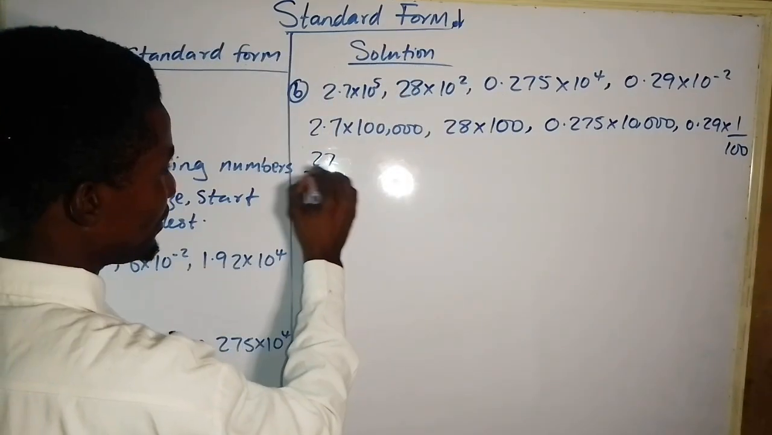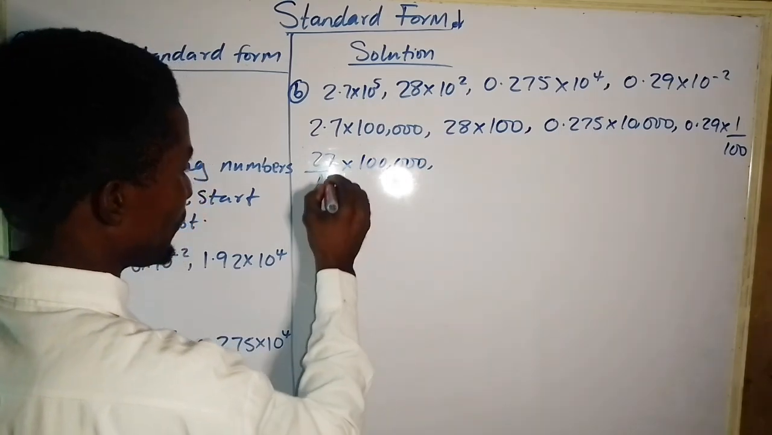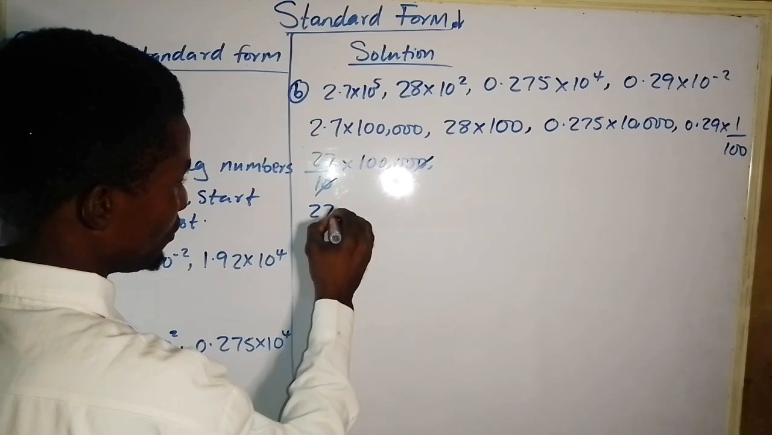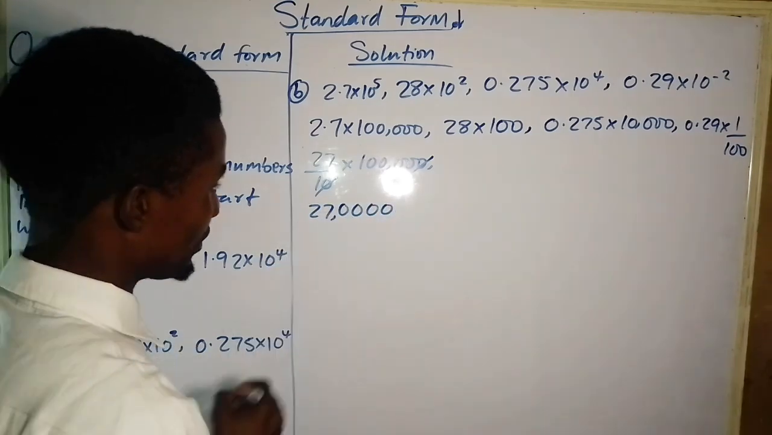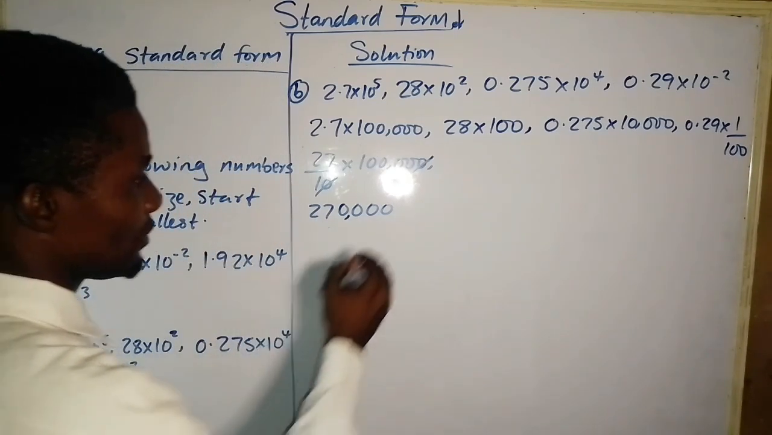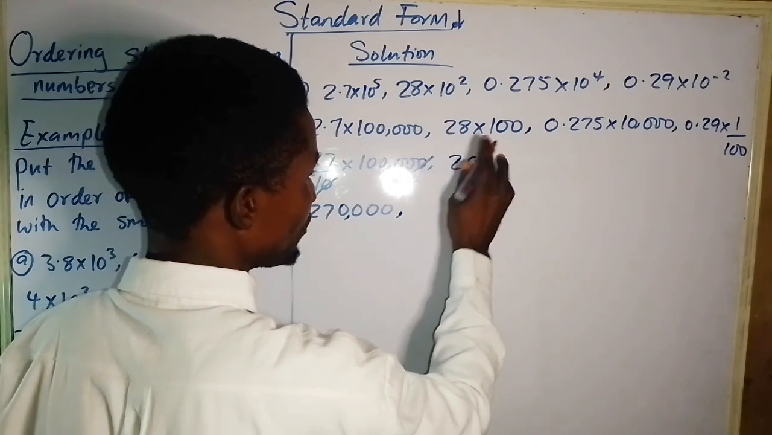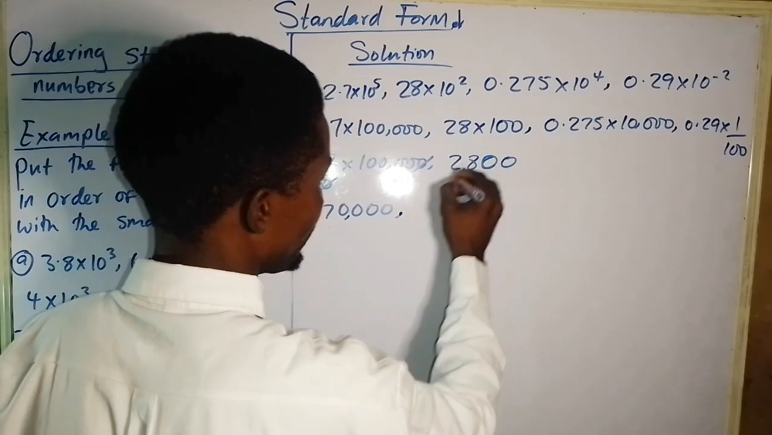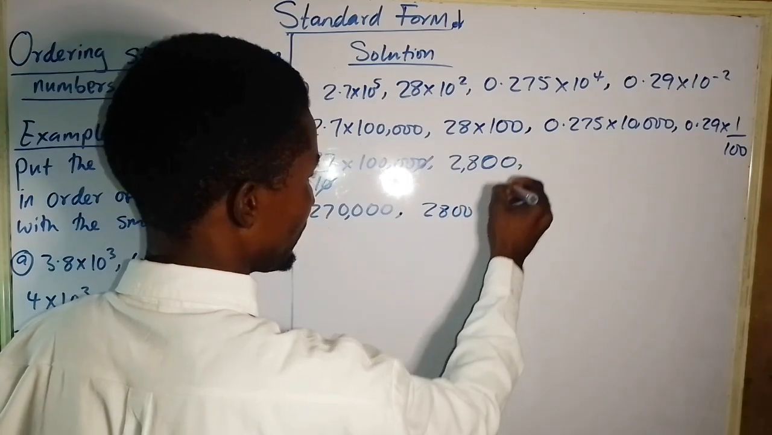So here we can say 27 divided by 10 times the 100,000 that we have here. So then we cancel out 10 here. So we are left with 270,000. Okay, let's go for the next one. This is 28 times 100. That will give us 2,800. Next one is 2,800.